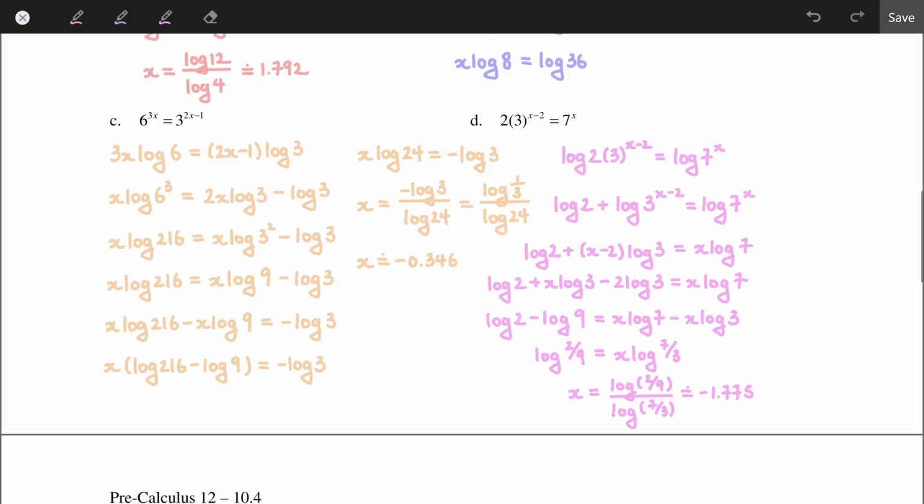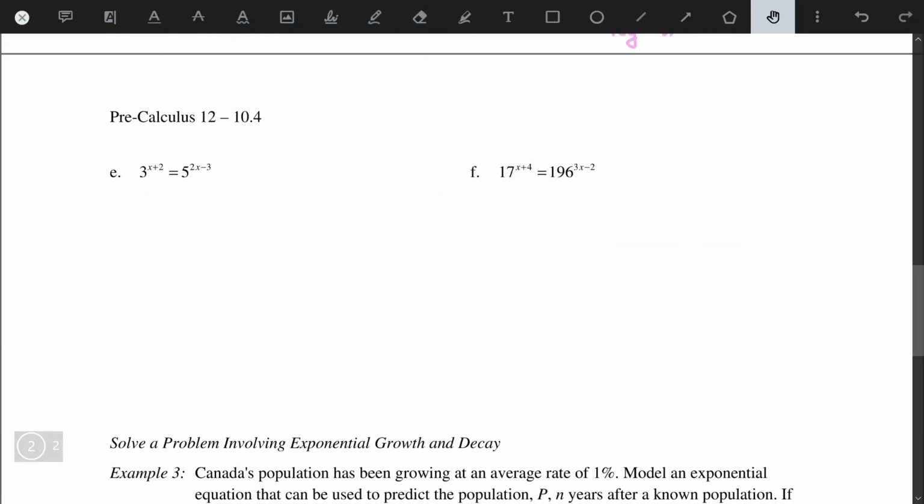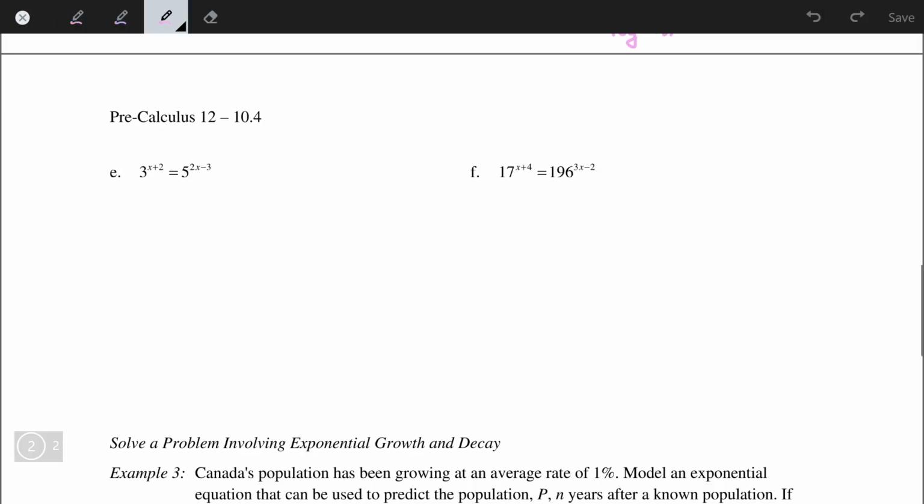So let's look at one more example. Again, there's two here, but we'll just go over E, as that will be quite sufficient, I believe. So once again, we can take the logarithm of both sides to start. So we have x plus 2 log 3 is equal to 2x, sorry about that, in parentheses, 2x minus 3 log 5.